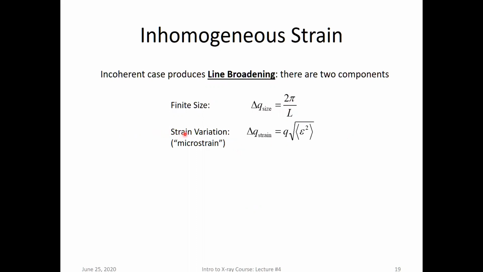Similarly, if I have a strain variation, remember q times the strain was the motion of q. Well, there's an average value, it could be 0, but if there are fluctuations around that value, I can get a width to my peak which looks like the square root of the mean square value, and I get the microstrain. This then gives me a different way of getting broadenings, from strain or from displacements. The total broadening, of course, is the sum of these two, and we can add them in quadrature.